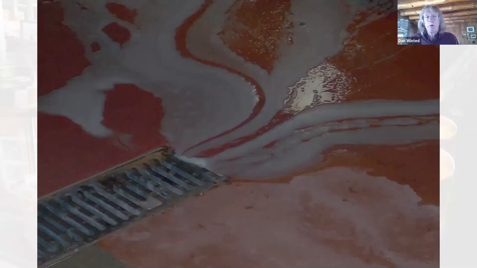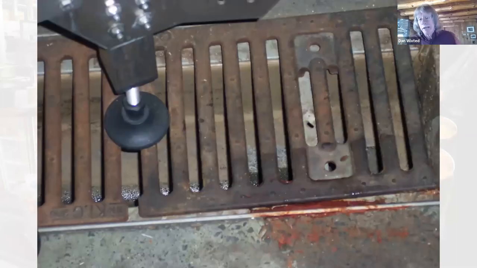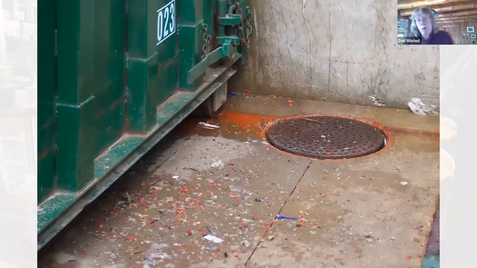Cleaning floors, always a good thing. But again, all this is going into drains. So you have to be able to clean the drain. Next slide. But this drain is not cleaned very often, which means you're going to have fly problems. Next. And this extends to outside the facility. Dumpsters are removed frequently, but there is going to be spillage around the dumpster. So you have to clean that up as well.